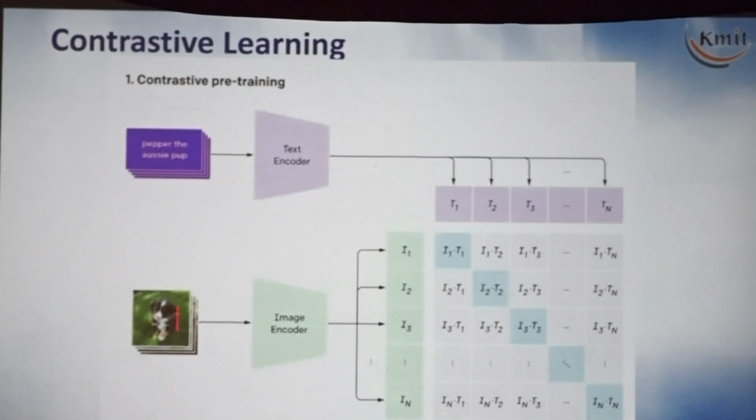In contrastive learning, how it will generate and how it will perform, see here, is the same concept we discussed. If you are able to understand the base concept, everything depends on that only. So here we have text and image. For text, there is the text encoder. For image, there is the image encoder. What are the text encoders available? Only encoder based algorithms are there. BERT is encoder based only.